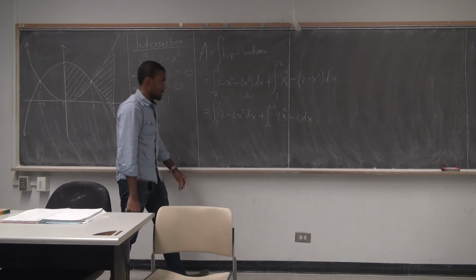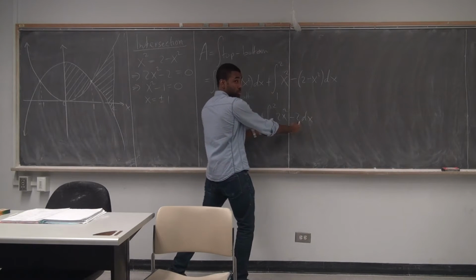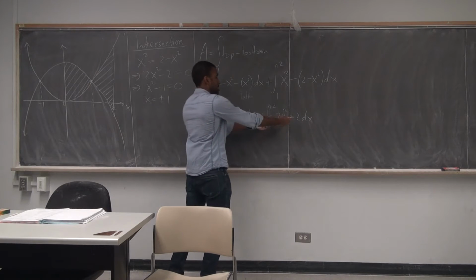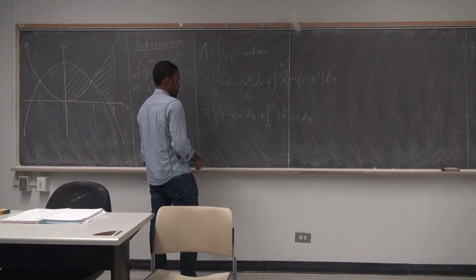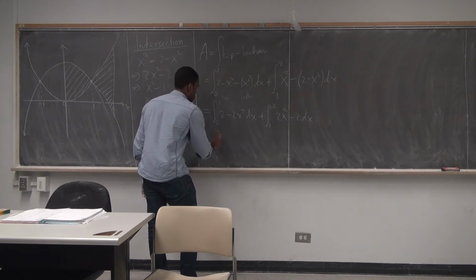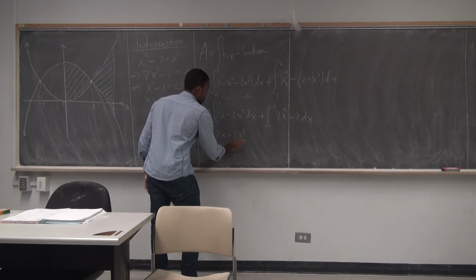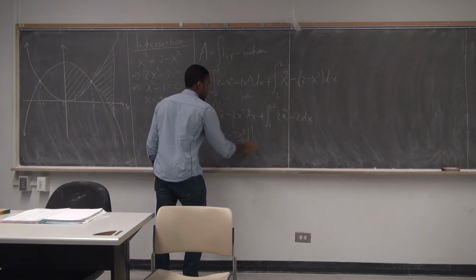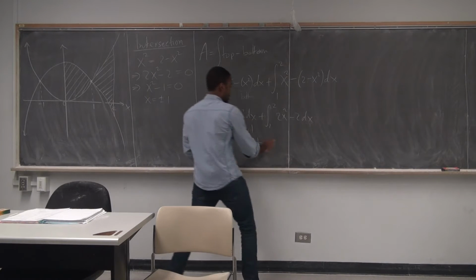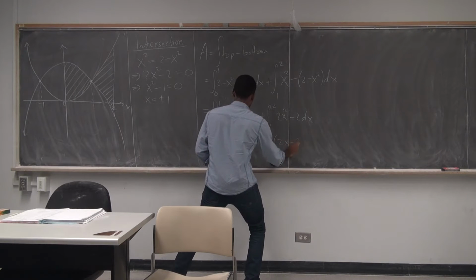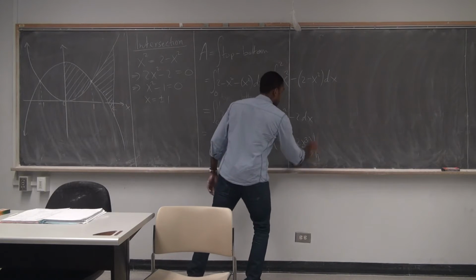One thing you can notice is that this one is going to be the negative of that one, right? So if I do all the work here, I know that's just going to give me the negative. So what's this? 2x minus 2x cubed over 3, that's between 0 and 1, plus, remember, it's the same thing, so I'm just going to take the negative of this. It's minus 2x minus 2x cubed over 3, and that one is between 1 and 2.